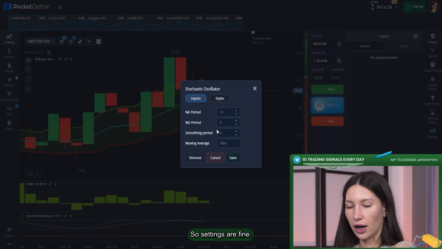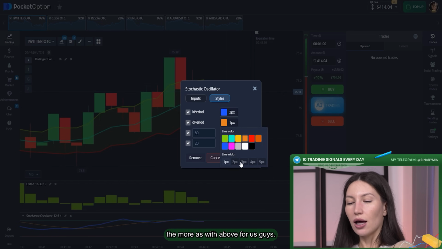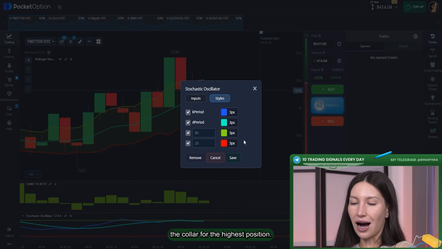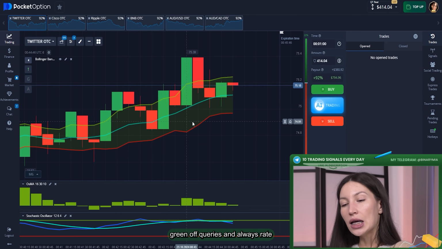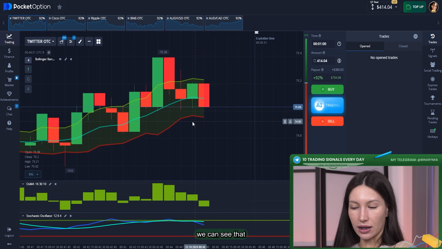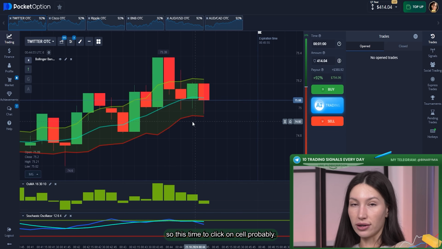So settings are fine. What about styles? Just everywhere I'm choosing 3 pixels to make it the most readable for us, guys. So here also change the color. For the highest position I'm using green, of course, and for the lowest red. Right now on the stochastic oscillator, we can see that our price is really overbought, so it's time to click on sell probably.